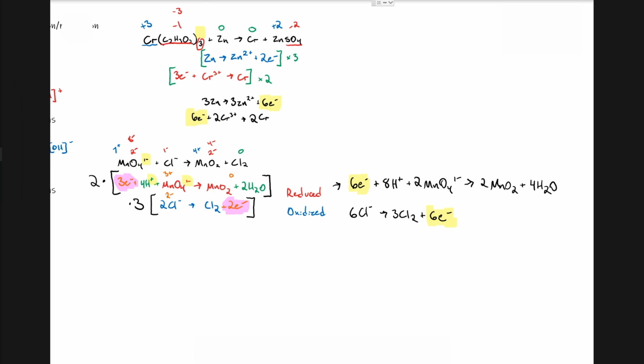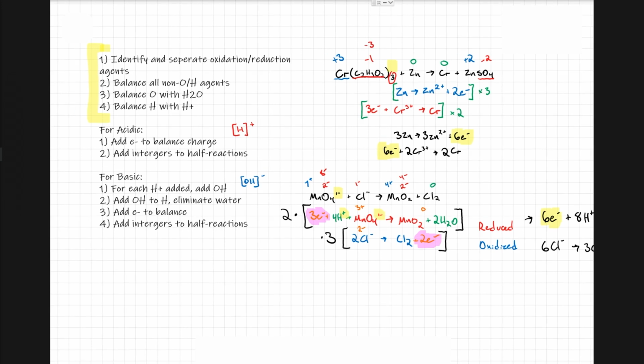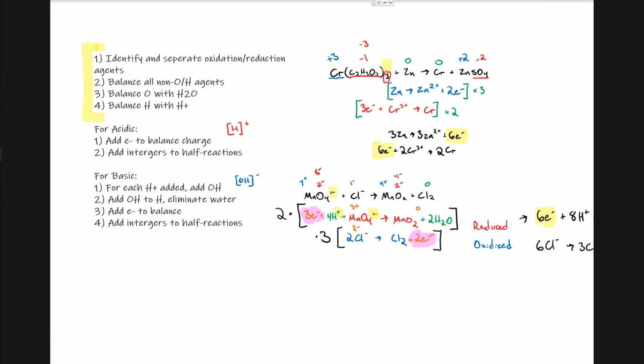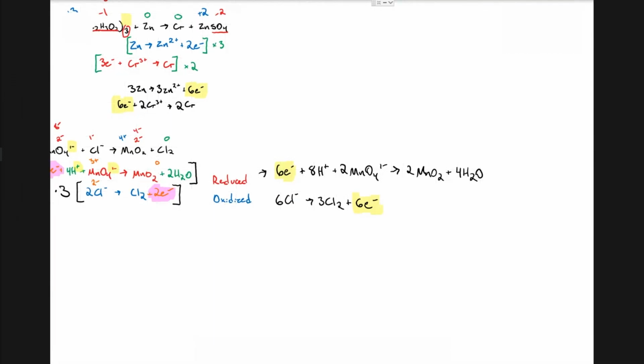Now, at this point, since we're going under acidic conditions, we added electrons to balance the charge, and we added integers to the half reactions to the point that they were the same. So all we have to do now is add these together, and that's our final balanced reaction under acidic conditions.